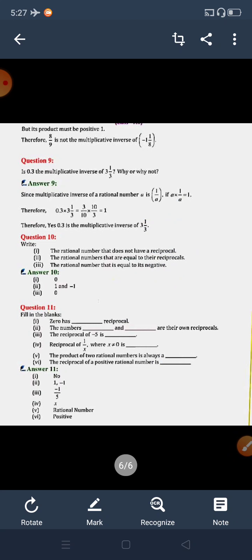So this is your exercise 1.1. I hope there must not be any doubt, because it is a very easy exercise and you have studied all the things. That's all for today.